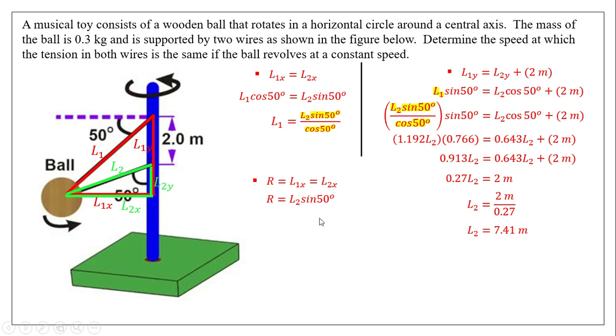Other than that, I'm just going to go ahead and solve for R. I'm just going to plug in L2, which I just solved for as 7.41, and multiply that by sine of 50. And then R is going to come out to be about 5.68. So now I have what R is.